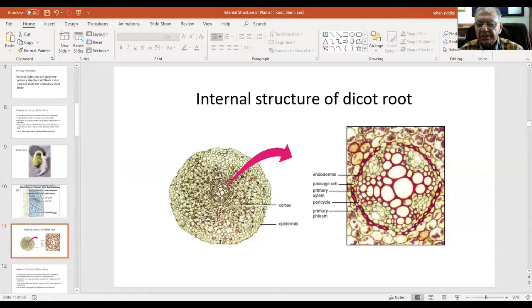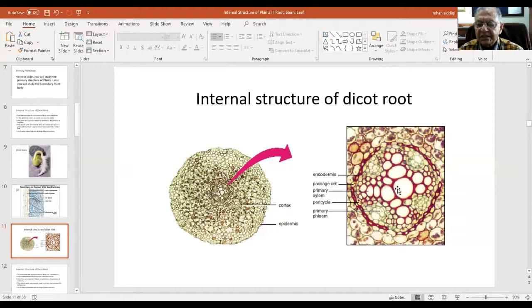Next to this cortex is this layer which is called endodermis. Endodermis is a layer which controls the entry and exit of substances from the cortex to the center, and from the center back to the cortex. And the center of the root is called stele, S-T-E-L-E.